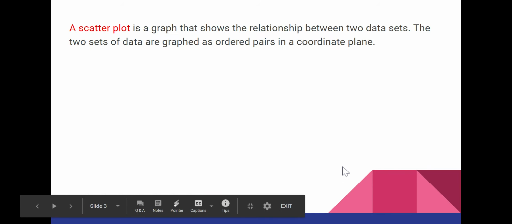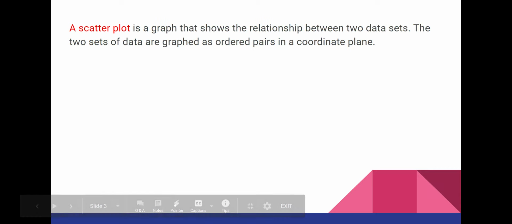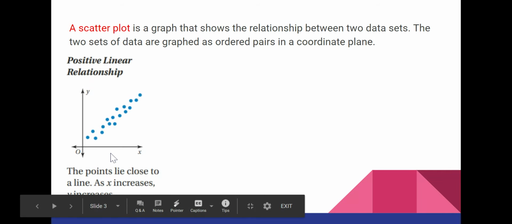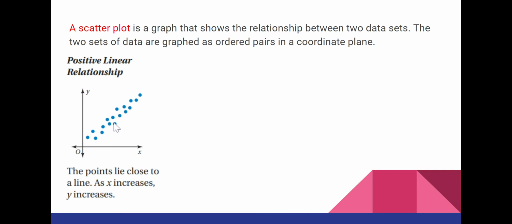So let's start with what is a scatter plot. A scatter plot is a graph that shows the relationship between two data sets. The two sets of data are graphed as ordered pairs in a coordinate plane. So you do need a coordinate plane that shows the relationship between the x and the y-axis, and you plot the dots to show if there is a pattern.